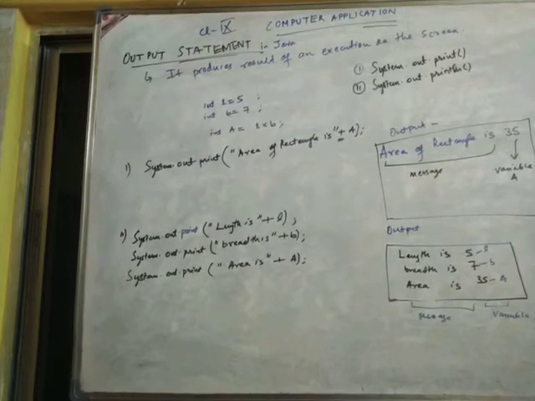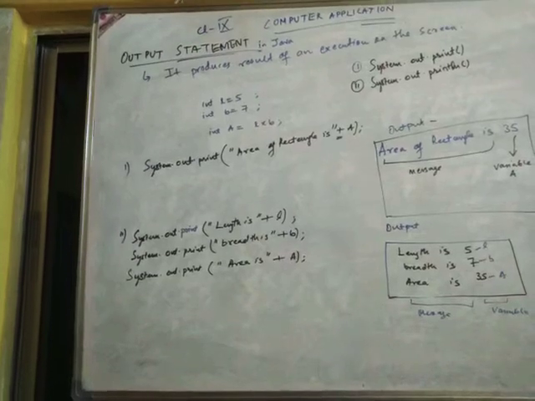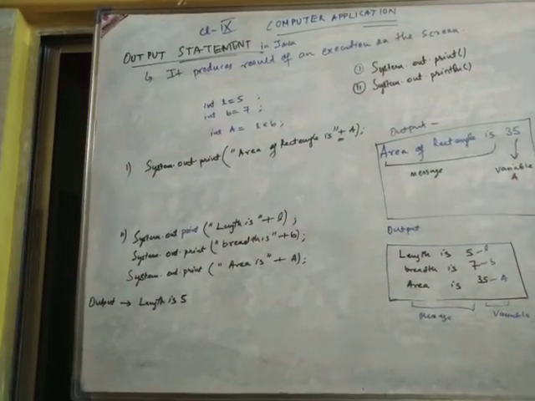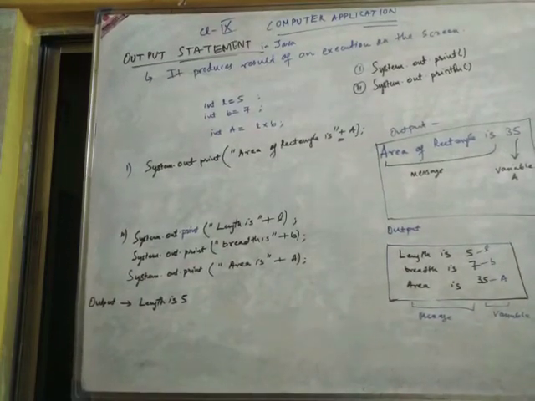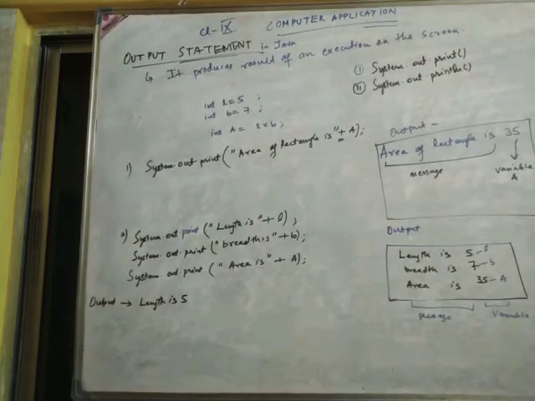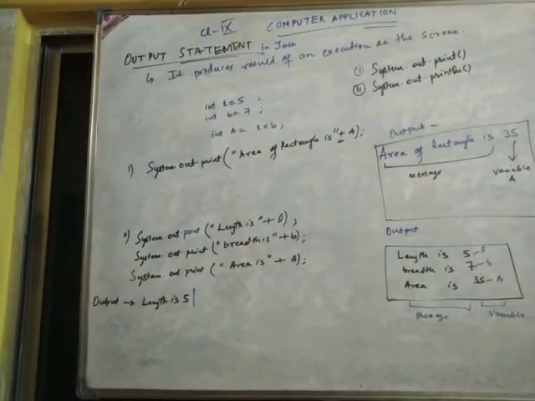It means first, what will the output be according to this question I have written now? It will write "length is 5" first, where the value of L is 5. Then again we have System.out.print "breadth is" plus B. The cursor will be in the same line, just after 5, blinking just after 5.